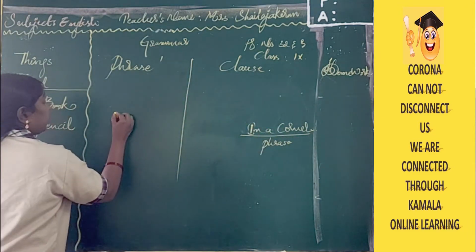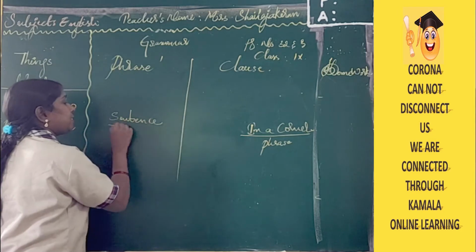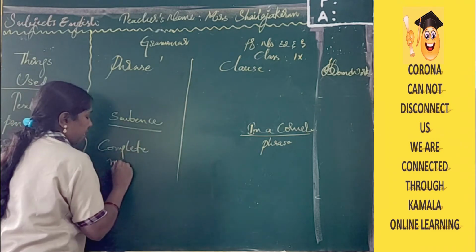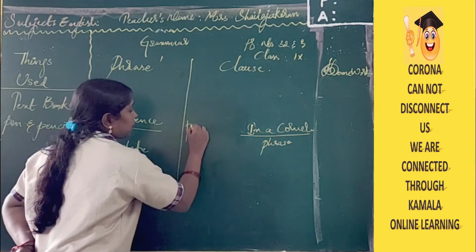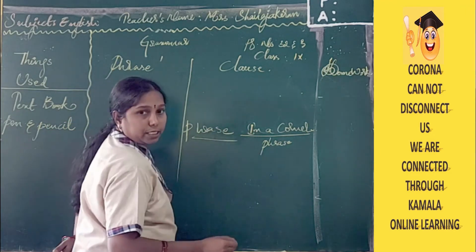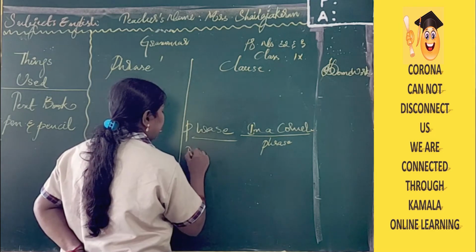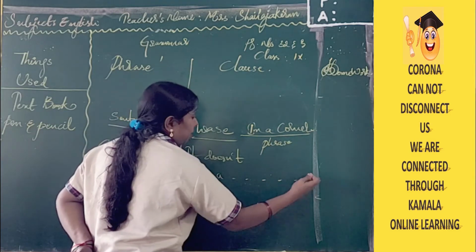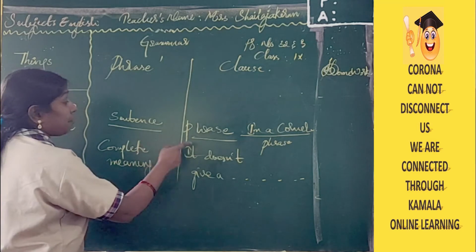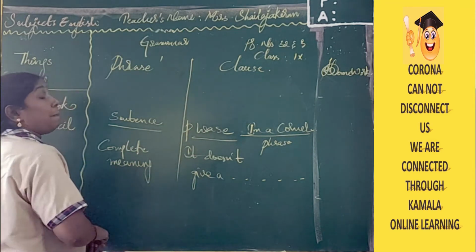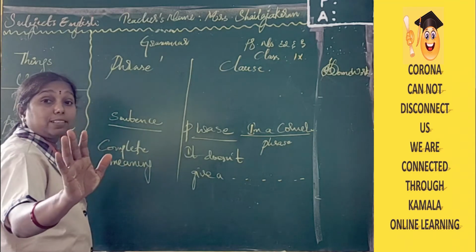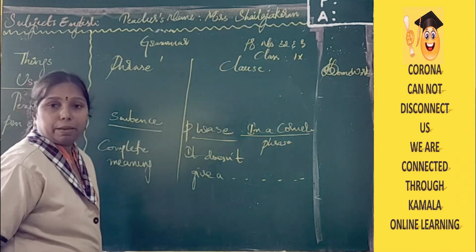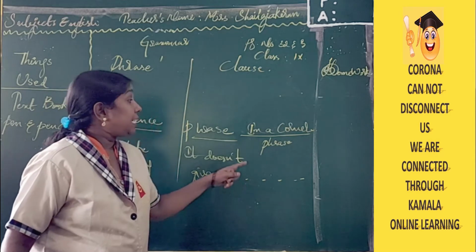Let me clarify. First of all, sentence. What is a sentence? A sentence gives a complete meaning to us. But whereas a phrase is also a group of words, but it doesn't give a complete meaning. That's the difference between phrase and sentence. A phrase will be a part in the sentence, but it is not a sentence.